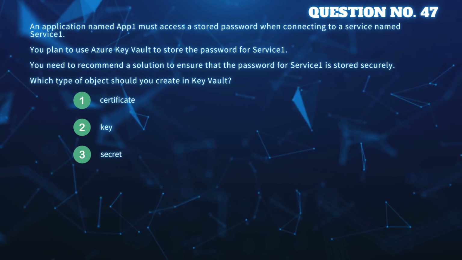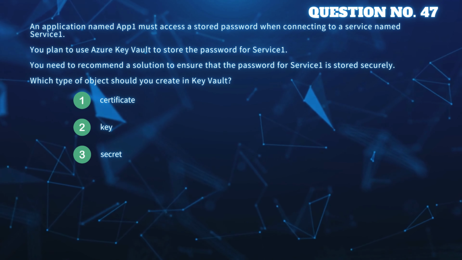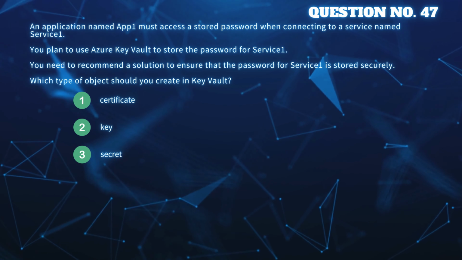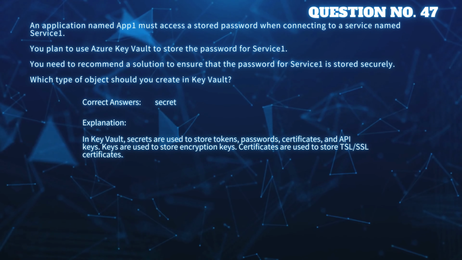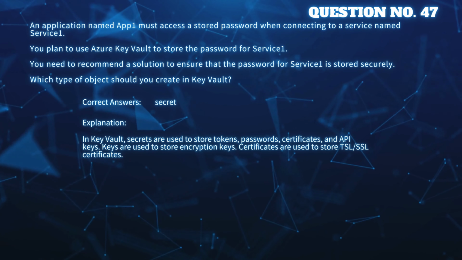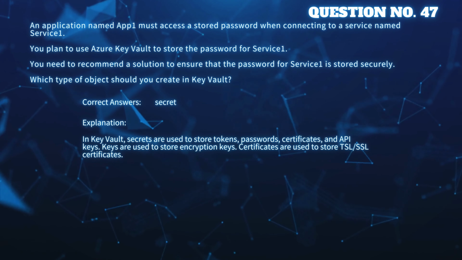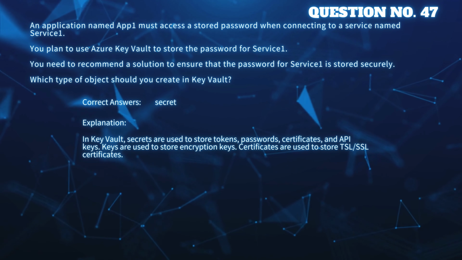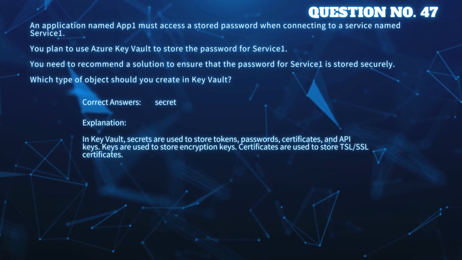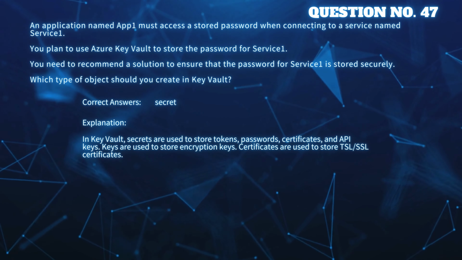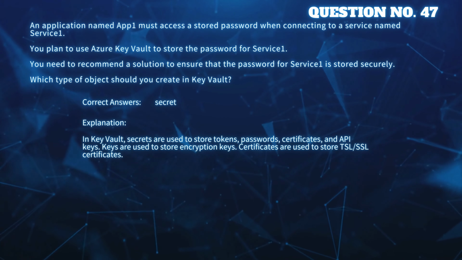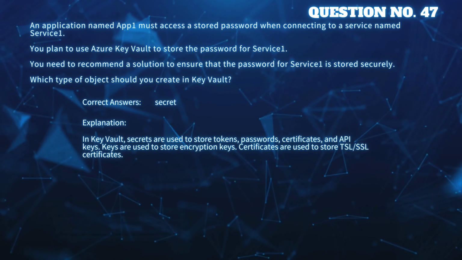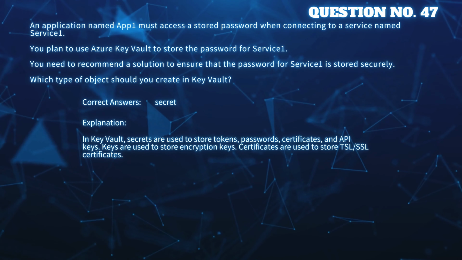Option 1, Certificate. Option 2, Key. Option 3, Secret. Correct answer, Secret. Explanation: in Key Vault, secrets are used to store tokens, passwords, certificates, and API keys. Keys are used to store encryption keys. Certificates are used to store TLS/SSL certificates.